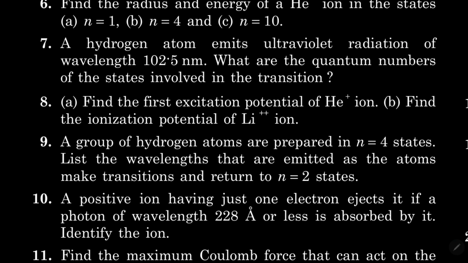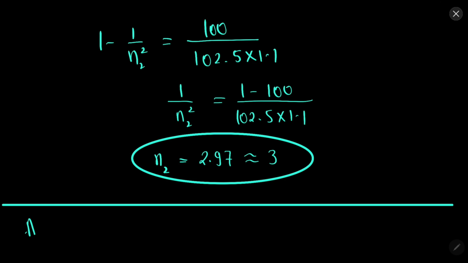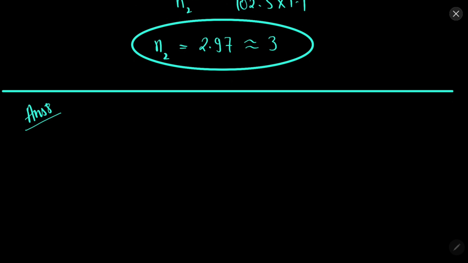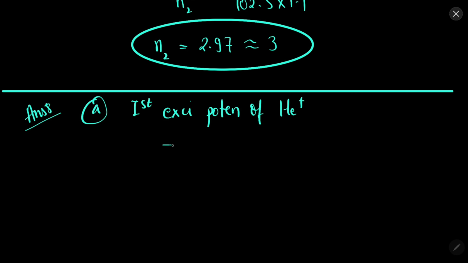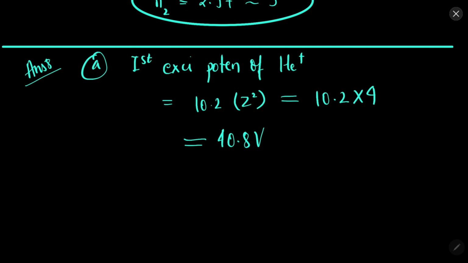In question 8, we need to find the first excitation potential of the helium ion and the ionization potential of the lithium ion. So this is the 8th one. A part, the first excitation potential of the helium ion will be equal to 10.2 into Z square. So 10.2 into 4 because its atomic number is 2, so 2 square is 4. So it will be 40.8 volt.